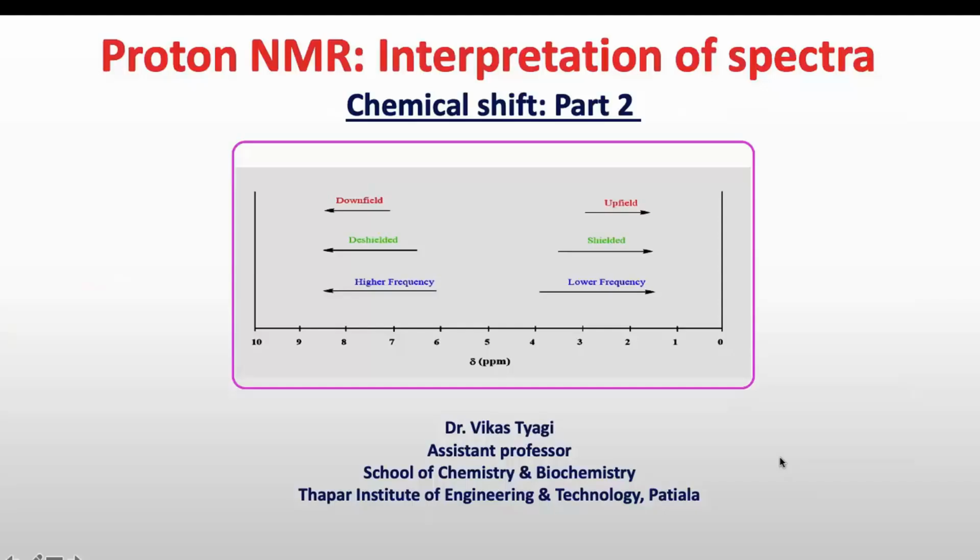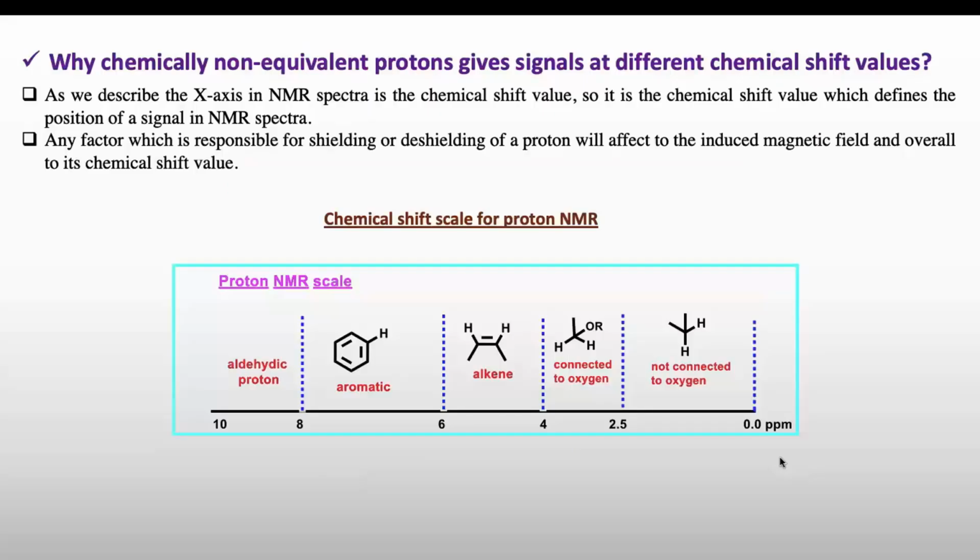Everyone, in this video we are going to talk about the factors affecting the chemical shift value in an NMR spectrum, and we will also see what information we get from the area under the peak to interpret the NMR spectrum. In our earlier lecture, we discussed why we need the chemical shift scale in NMR spectrum. Today we are going to discuss why chemically non-equivalent protons give signals at different chemical shift values.